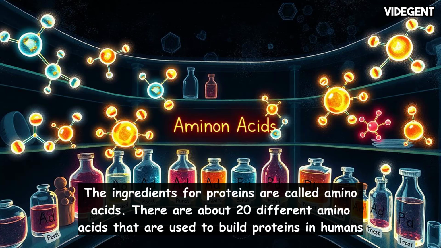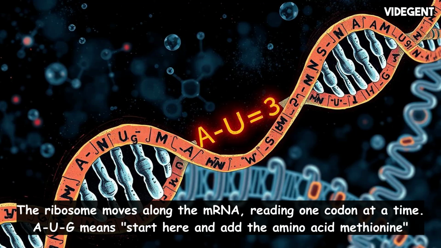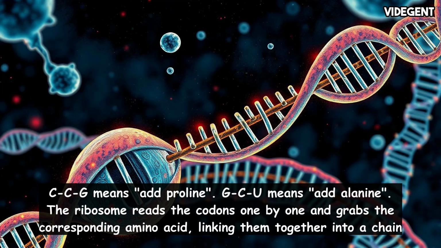The ingredients for proteins are called amino acids. There are about 20 different amino acids that are used to build proteins in humans. The ribosome moves along the mRNA, reading one codon at a time. AUG means start here and add the amino acid methionine. CCG means add proline. GCU means add alanine.